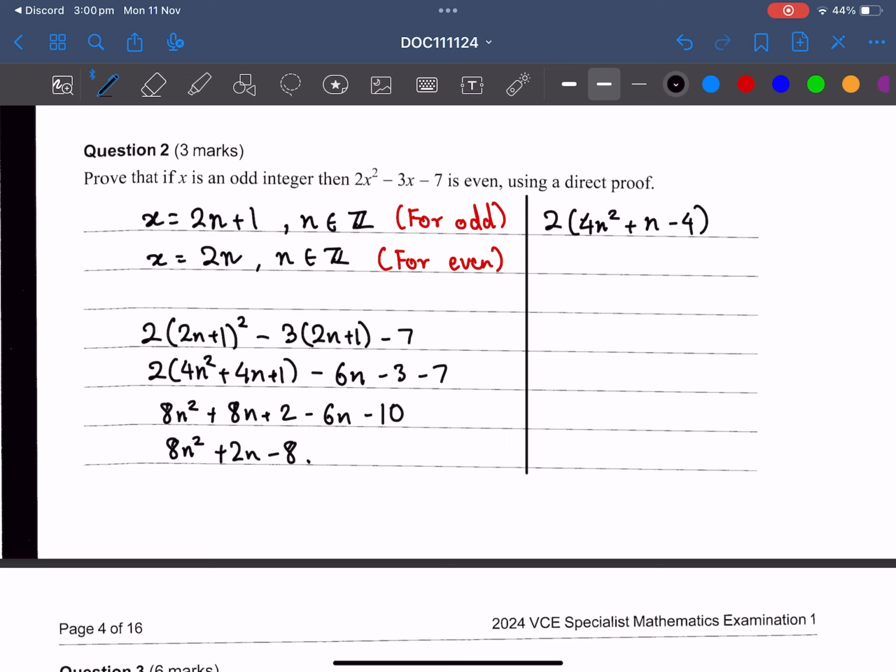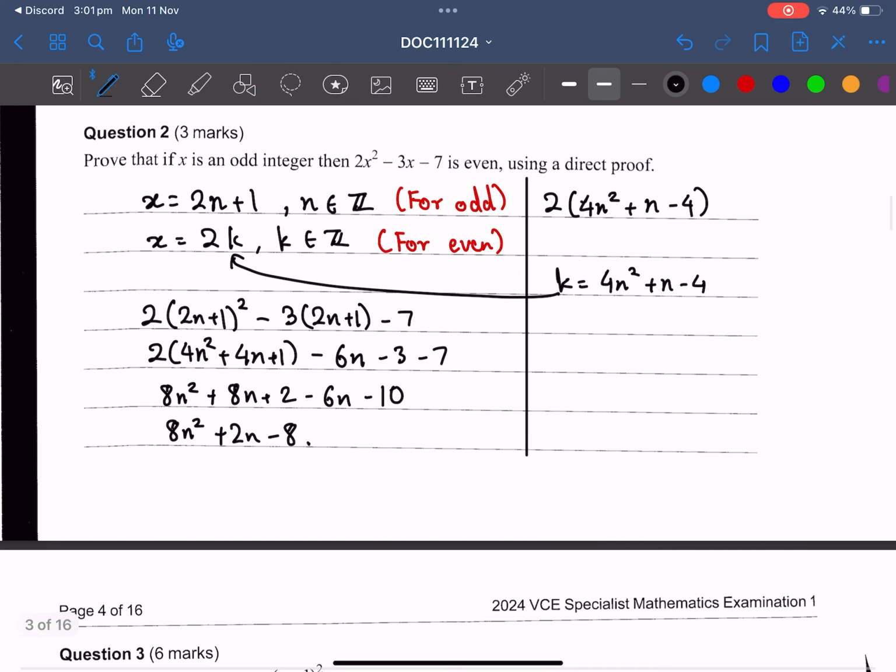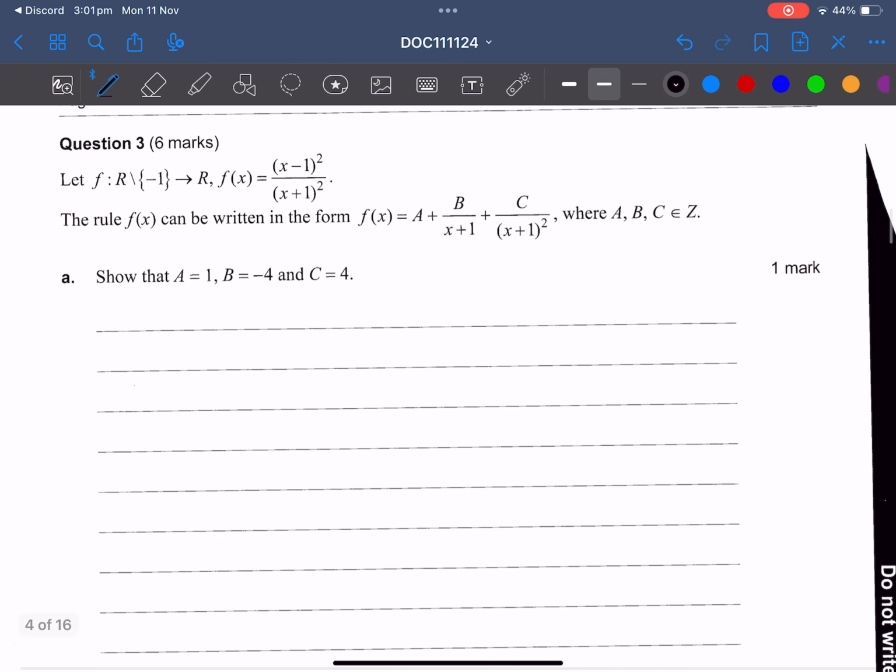now we discussed that for it to be an even number, our n here is the same as what we have here. So rather than writing n, I might just say this is k. So our k, for example, here is going to be k equals 4n squared plus n minus 4, which if we substitute that here, we get an even number. So that's how we can prove that. Okay, so next question.